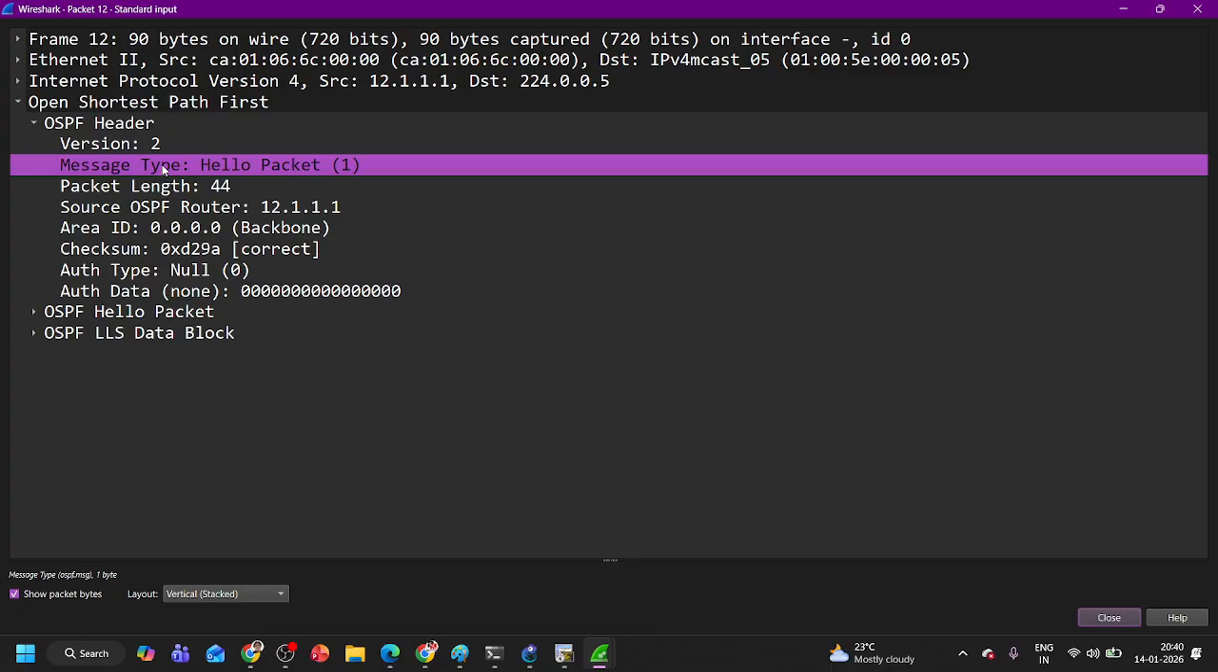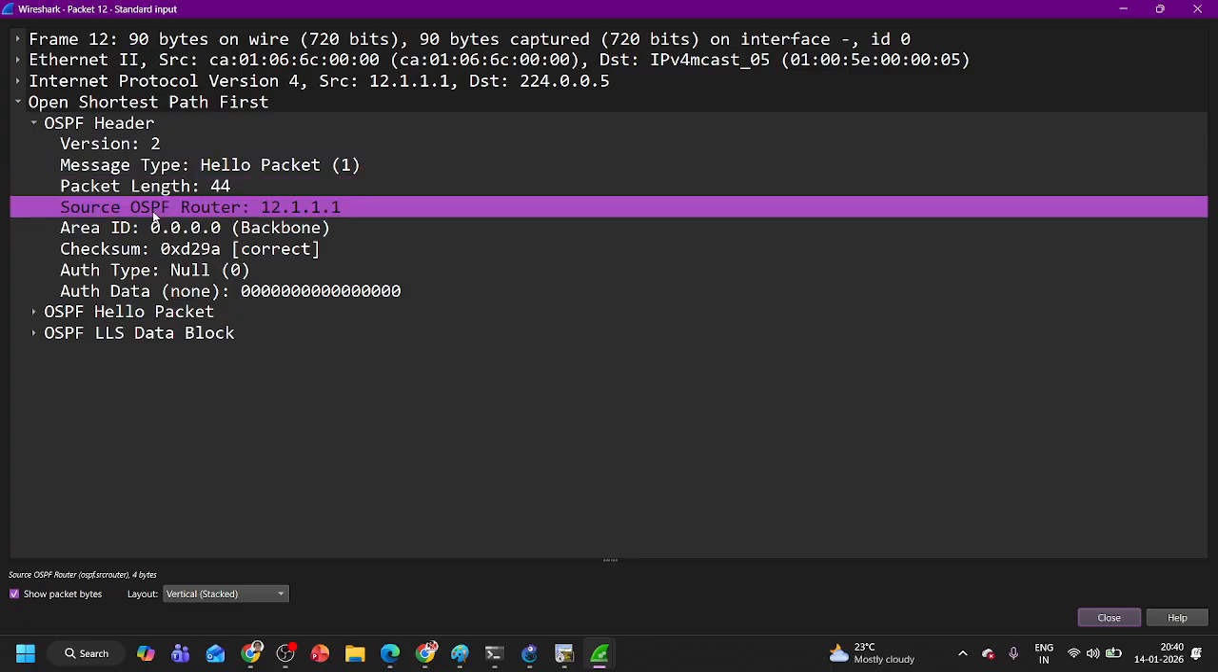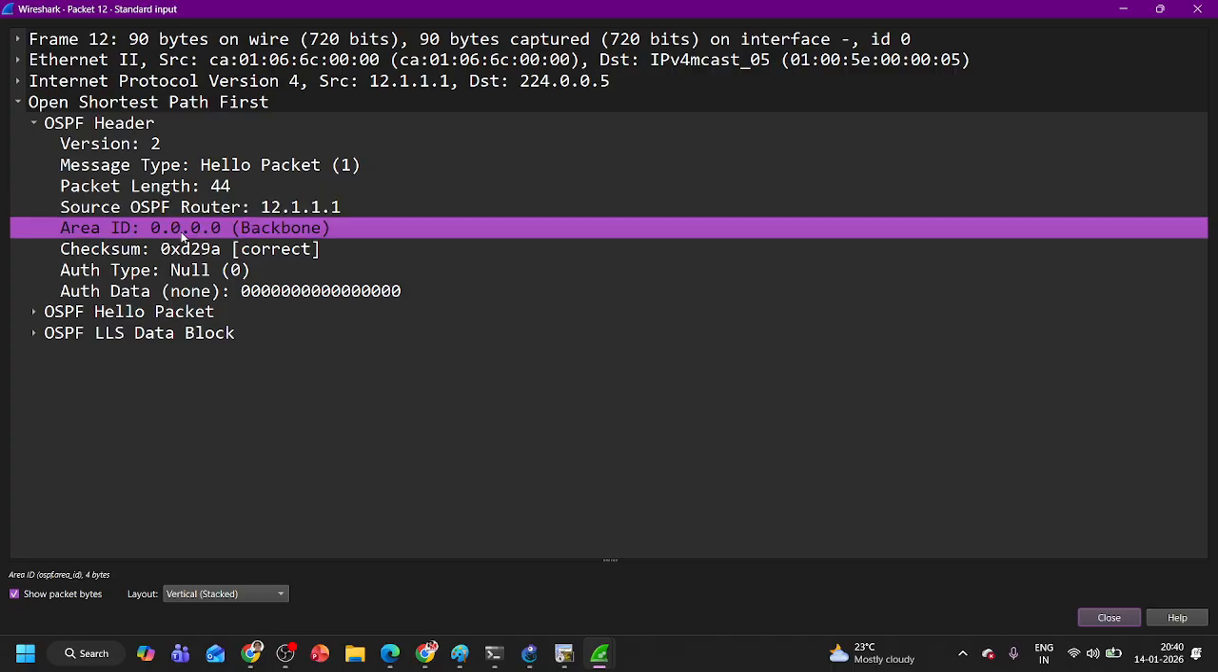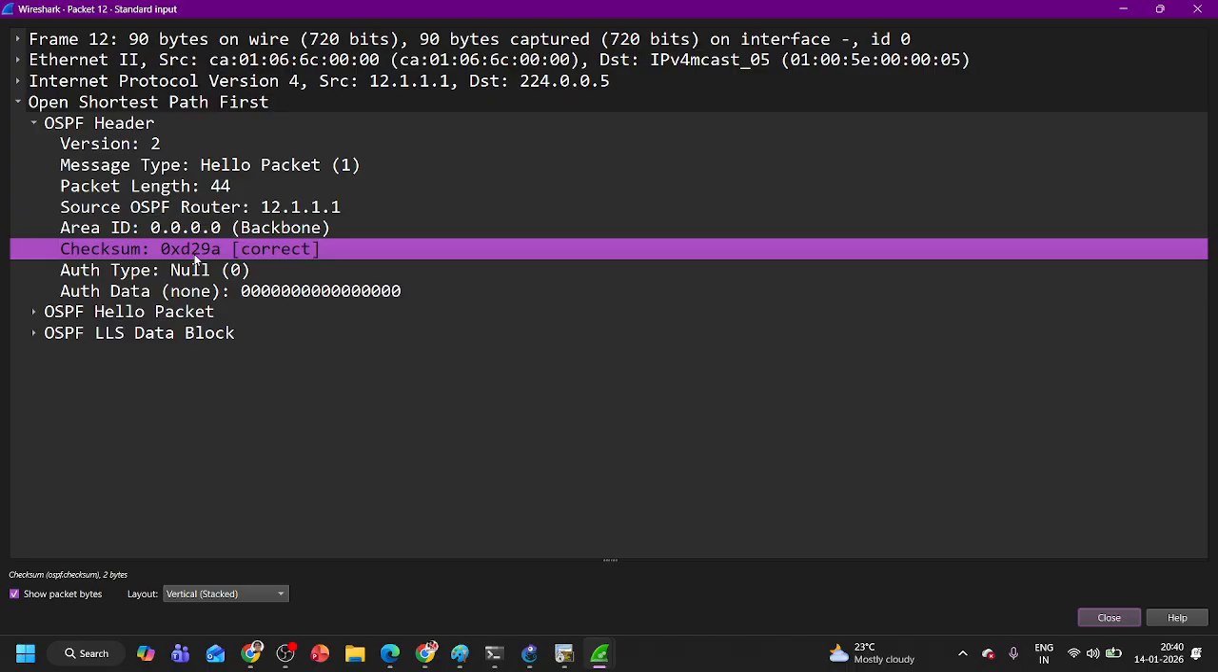So this is the very first message. Message type is hello packet. The length of the packet, right? The source OSPF router, 12.1.1.1, who is generating. Then area ID, in which area? In the backbone area, area 0. The checksum field is there, similar to the checksum field in the Ethernet header, for error detection.